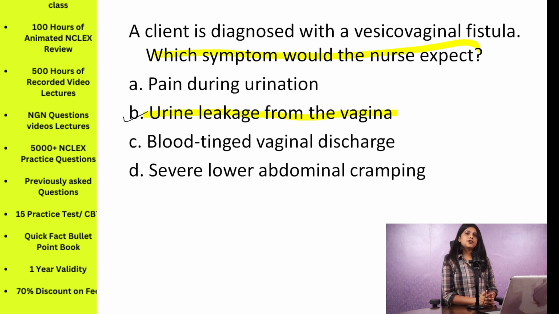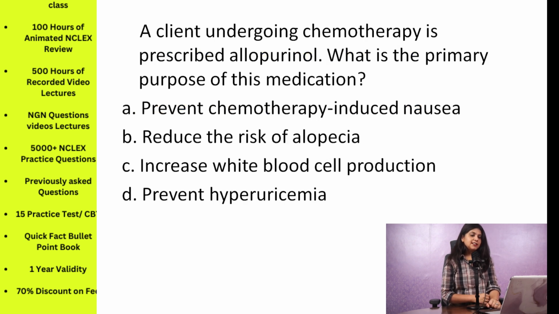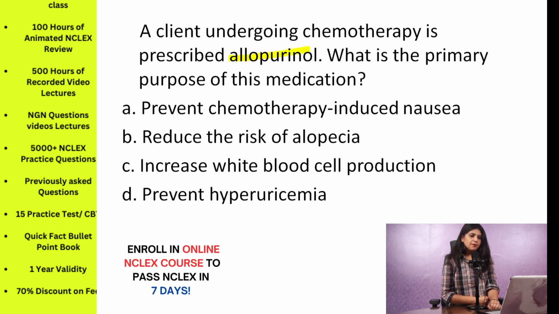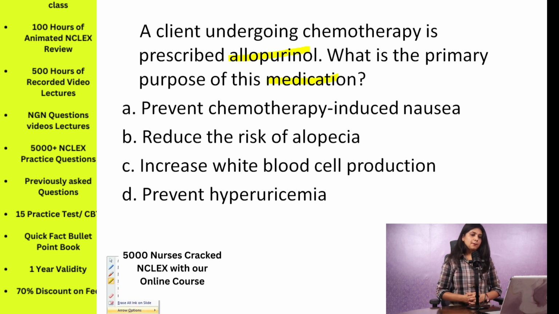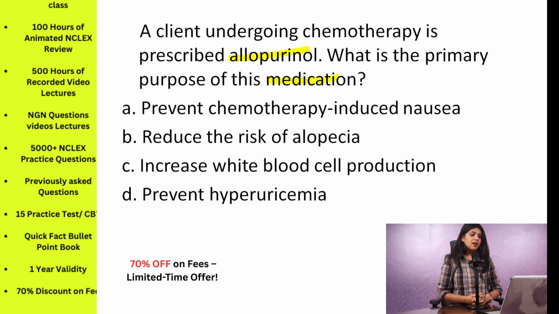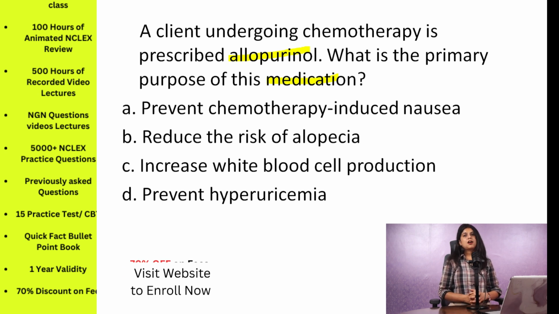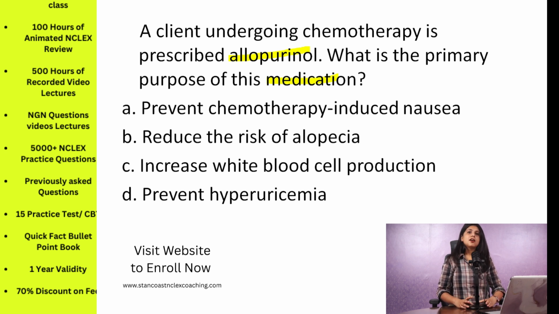Now, let's see how you'd handle this next challenge. A client undergoing chemotherapy is prescribed allopurinol. What is the primary purpose of this medication? A. Prevent chemotherapy-induced nausea. B. Reduce the risk of alopecia. C. Increase white blood cell production. D. Prevent hyperuricemia. Answer: D.